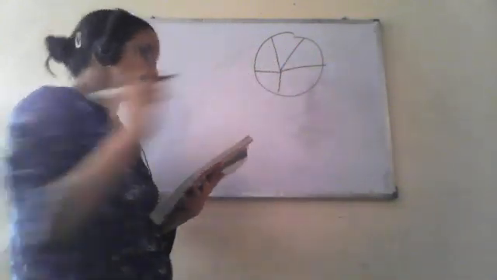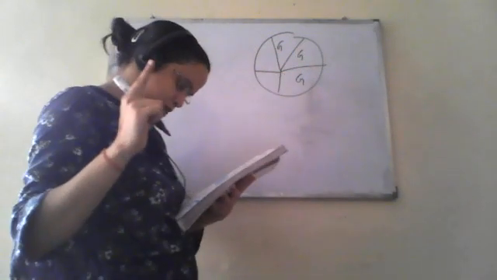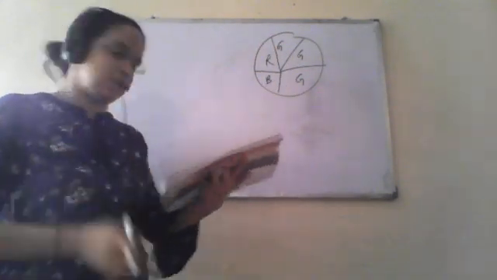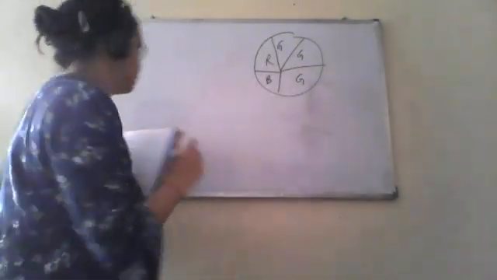So there are 3 green sectors, so in these 3 we will write G. There is 1 blue sector, we will write B, and 1 red sector we will write R. So this is a spinning wheel. So what is the probability of getting a green sector?